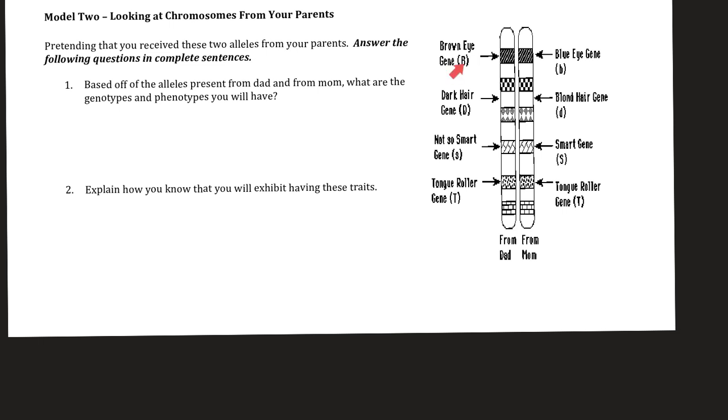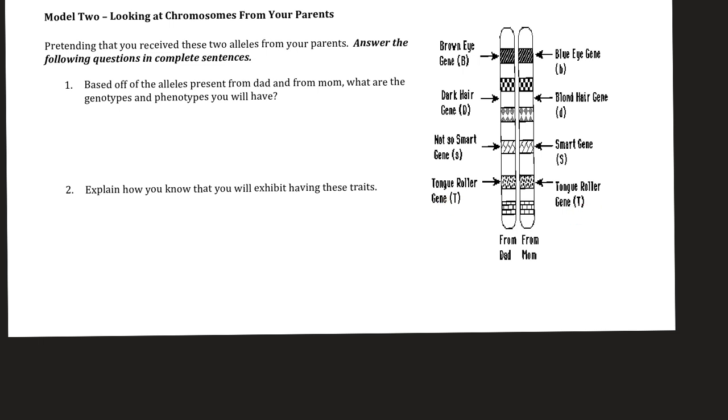You see, you have the gene. You have, according to this, in this example, the genes for all the traits. You have the gene for blue eye and the gene for brown eye. You have the gene for blonde hair and the gene for dark hair. You have the gene for smart gene and the not so smart gene. You have the gene for tongue rolling and the gene for non-tongue rolling. Oh, wait, do you? No, you don't. You only have tongue roller. You're only a tongue roller, and tongue rolling is dominant according to this.